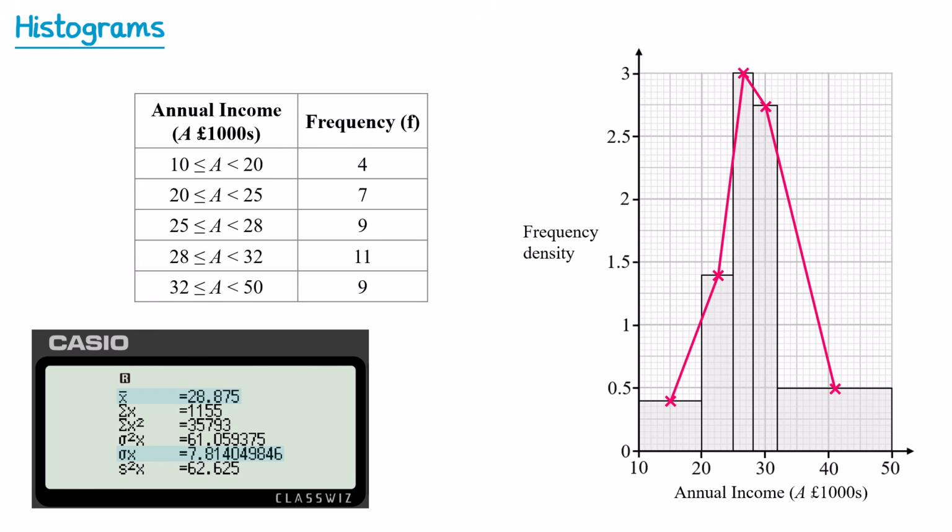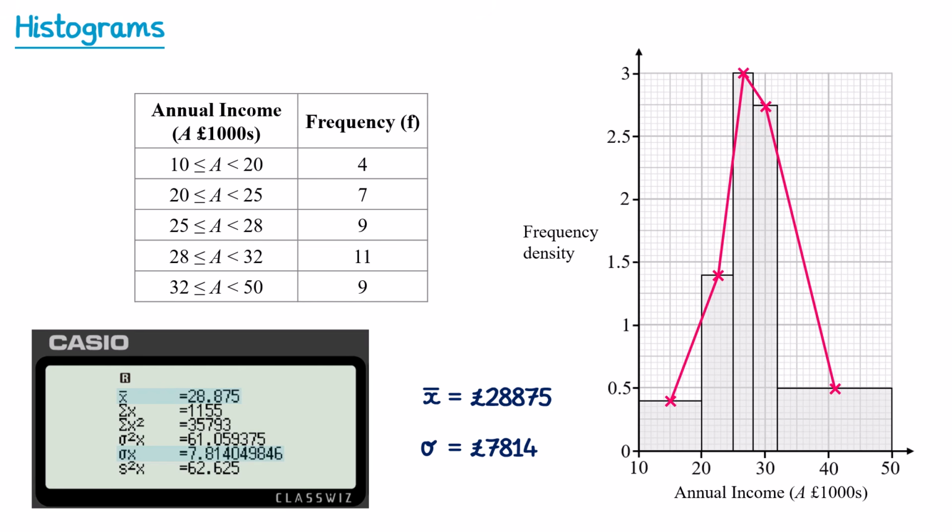Remember, these are in thousands of pounds, so the mean would be 28,875 and the standard deviation 7,814. It really is just as simple as typing this into the calculator, but you must take care to make sure you use the midpoints of each of the intervals and enter the frequency and not the frequency densities.